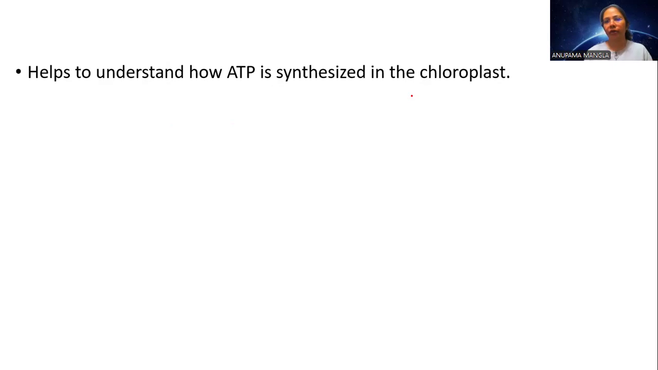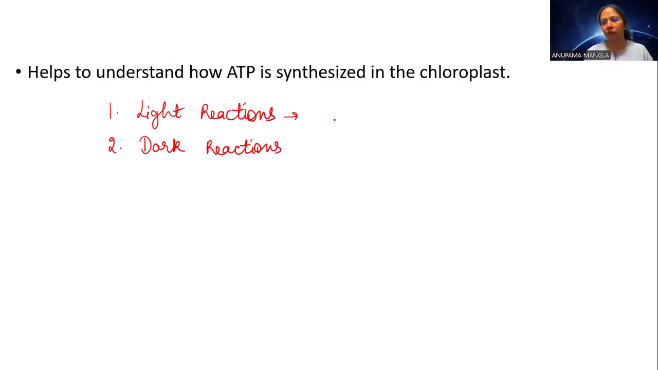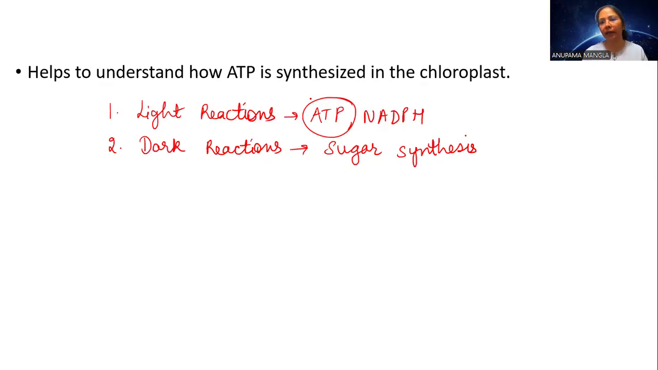So we need to recall a few points about photosynthesis, that there will be two sets of reactions. The first set of reactions are known as light reactions, and the second set of reactions are known as dark reactions. Now, in the light reactions, there is formation of some energy intermediates such as ATP and NADPH, whereas these are utilized in the dark reactions for synthesis of sugars. Okay, so we will be seeing how this ATP is synthesized in the light reactions.